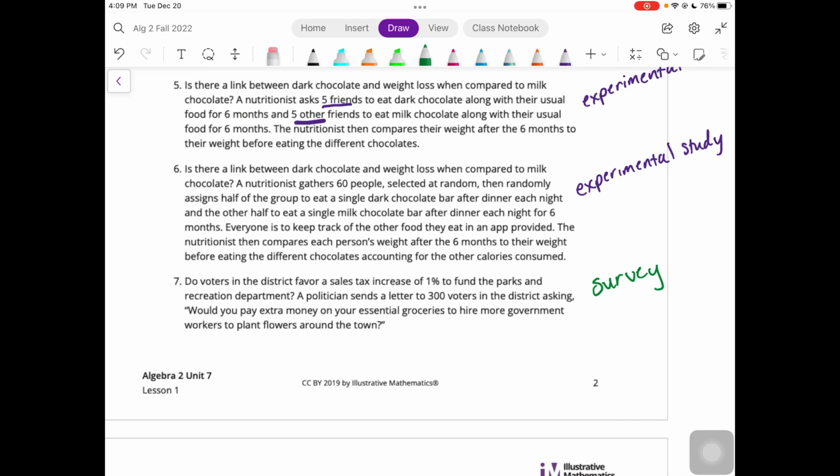So first of all, they are kind of placing bias by the way that the question is even asked. They're saying, would you pay extra money? And so when people hear extra money, they automatically think, oh no, this is something bad. So on your essential groceries to hire more workers to plant flowers. So it seems like something small, planting flowers. It doesn't actually answer the question about sales tax increase funding parks and recreation, because they're making it sound like you're going to lose money for flowers, and that seems very insignificant when maybe that's not really what the money's going towards, and it's going to lead people to really say no, even though they might not fully understand the original question. So this is not a good survey. It's a very biased question.